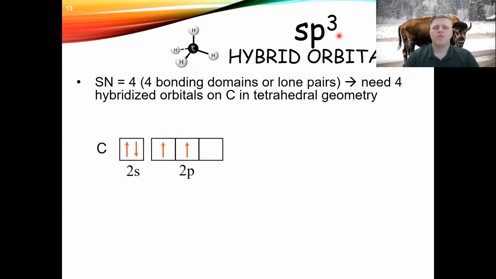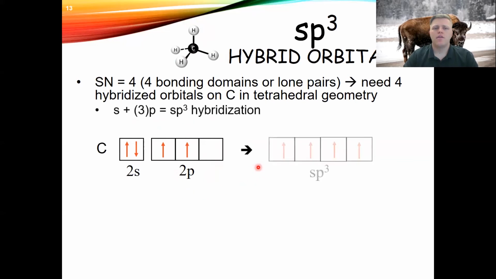With the sp3 hybridization, this would correspond to something with a steric number of 4, like carbon in this methane molecule. Methane is CH4. So here, steric number of 4, we've got 4 atoms attached, no lone pairs. So we're going to need to take 4 of these orbitals and hybridize them. We'll take our s, p, p, and p, and we'll get our 4 sp3 orbitals.